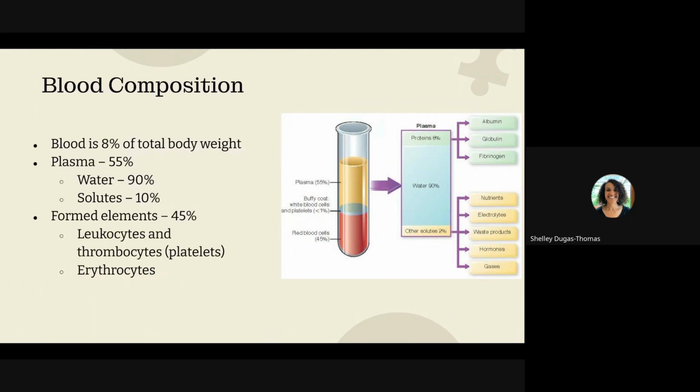Blood accounts for about 8% of total body weight. If we spin a tube of blood in a centrifuge, it separates into distinct layers based on density. Plasma is about 55%, the liquid top layer. It is mostly water, 90%, mixed with crucial proteins like albumin, globulins, and fibrinogen, alongside nutrients and waste products. Formed elements are 45%, the heavy stuff at the bottom. This includes erythrocytes, red blood cells, and a tiny buffy coat containing leukocytes, which are white blood cells, and thrombocytes, which are platelets.